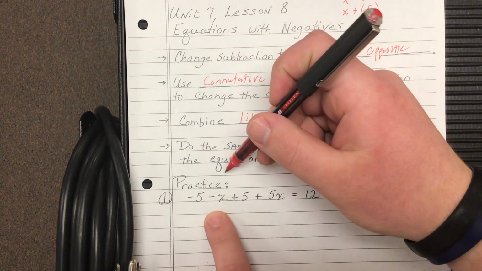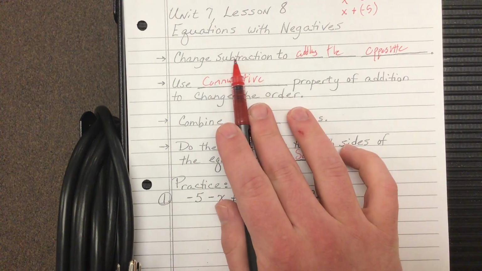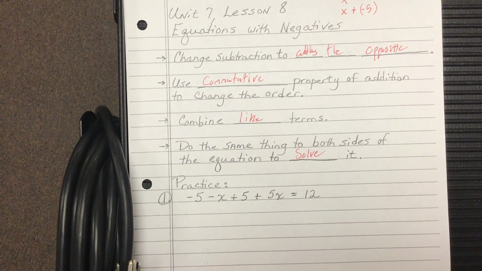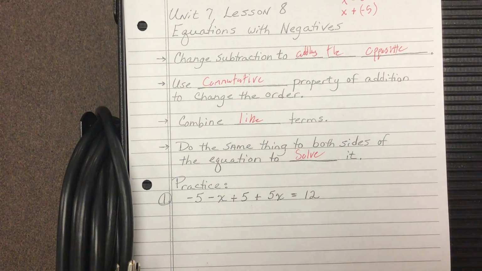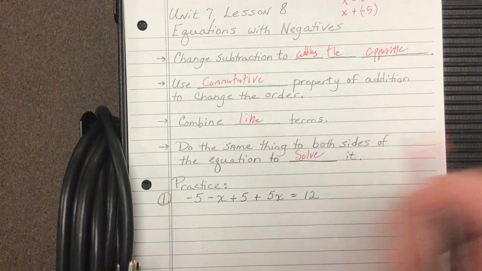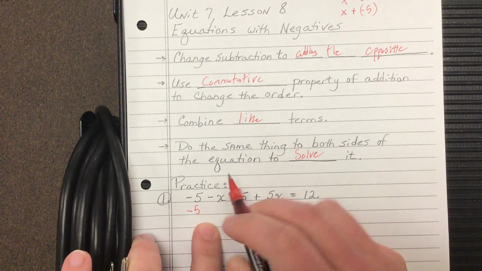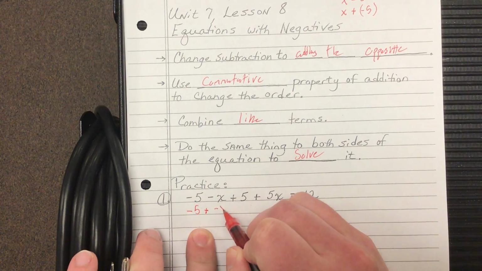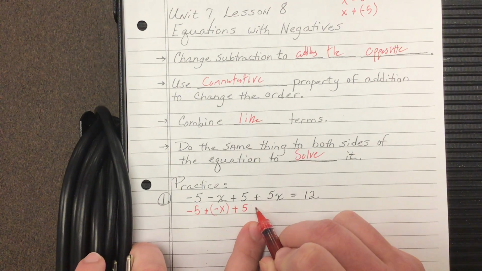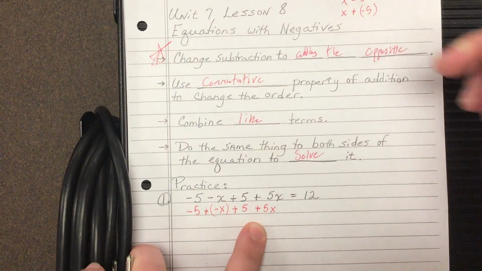Now that we got that out of the way, let's practice. All right, so what's our first step? Read it, Landon. Change the subtraction to adding the opposite. So every time we see a subtraction, we're going to start with negative 5. Now we're subtracting x. We're going to change that to adding a negative x. Plus 5 we don't change. Adding the opposite.